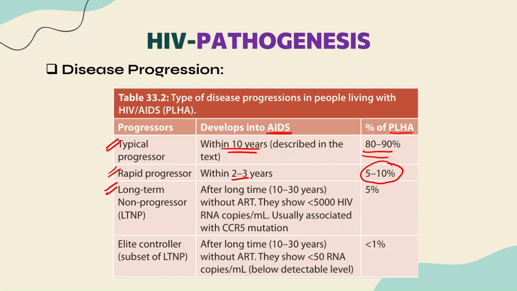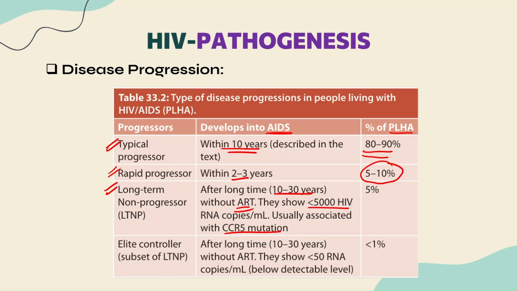From the name itself, it's very clear that is long-term. That is, the disease is going to take a lot of time for it to develop into AIDS. That is, a span of 10 to 30 years it will take, and that too the patient is not on ART. Without ART, it will take 10 to 30 years for the HIV infection to develop into AIDS, guys. And in such individuals, the HIV RNA copies का जो count होता है, that is less than 5,000 HIV RNA copies per ml, and this category usually belongs to the CCR5 mutation के साथ एक association होता है.